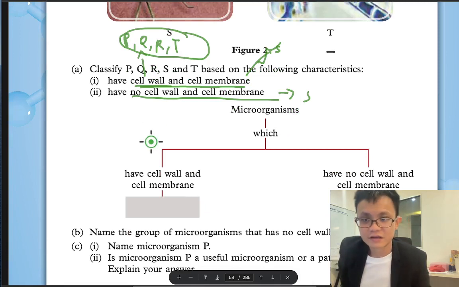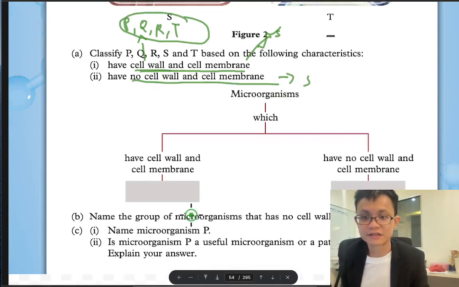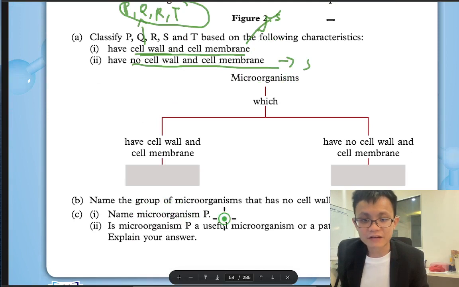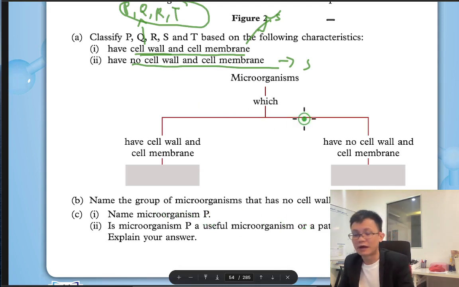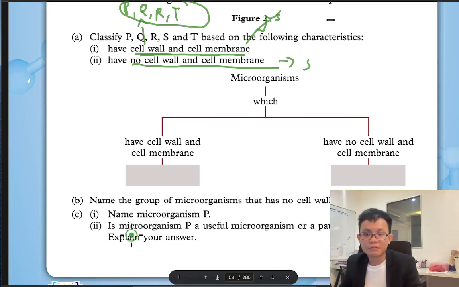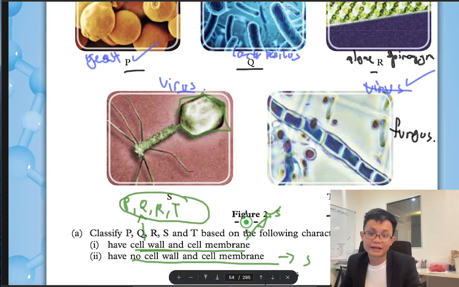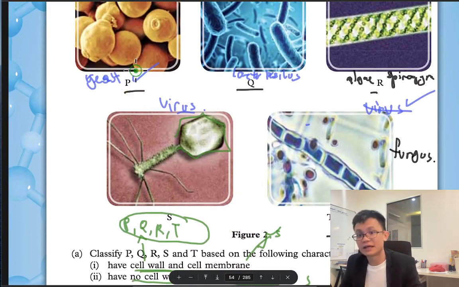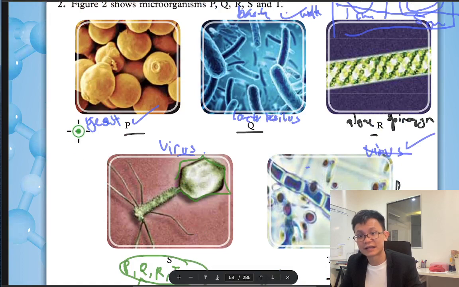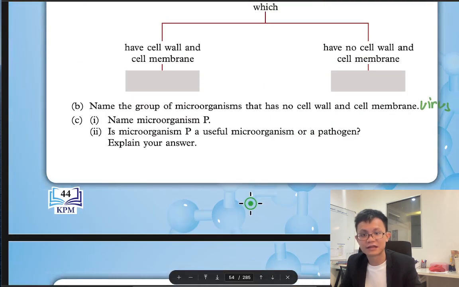Okay, so we already did this. Name two groups of microorganisms that have no cell wall and cell membrane. Name the group, so it will be virus. Okay, name a microorganism. P, they ask for name. P is a yeast. We already get the answer, yeast. So I just write here yeast.